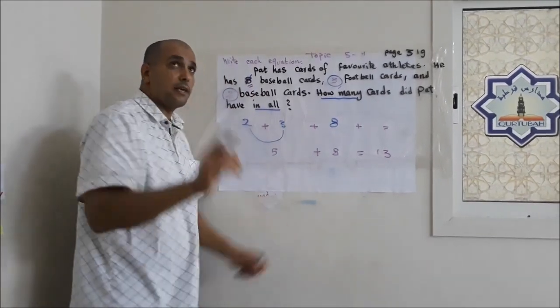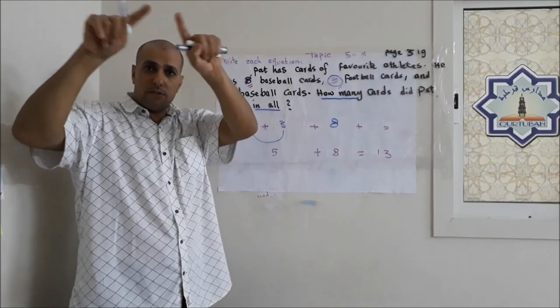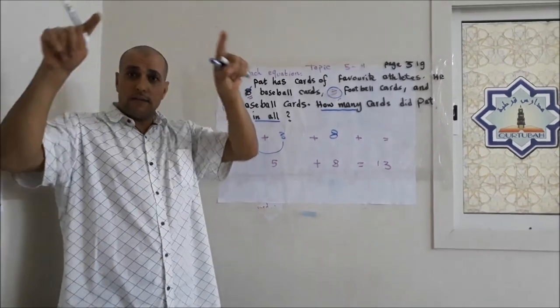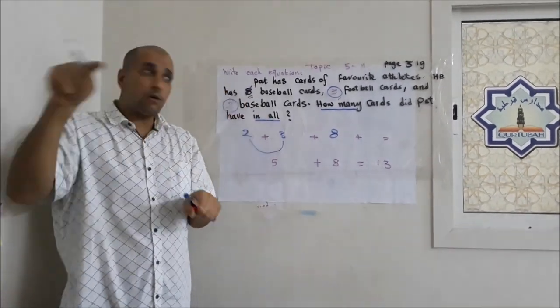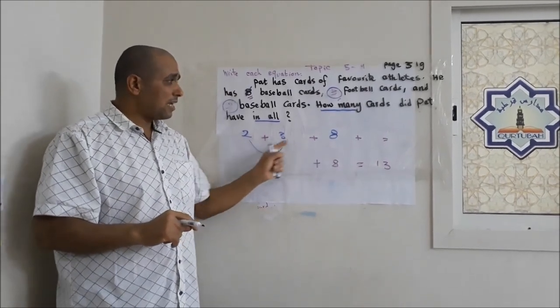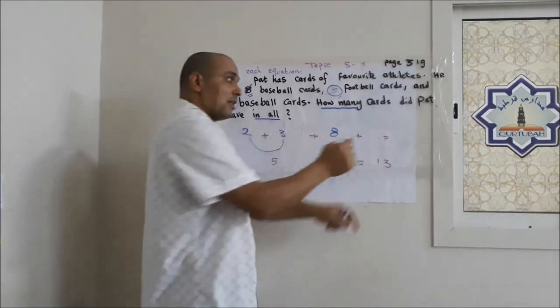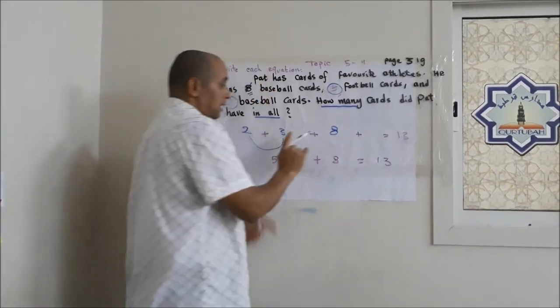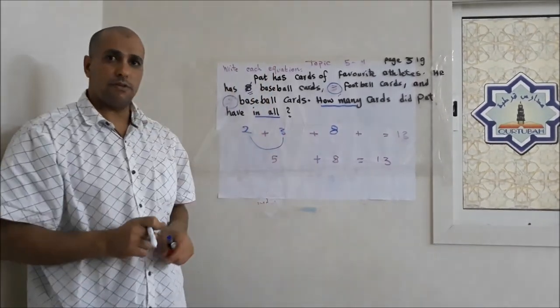You can use any strategy, the make 10 strategy or the number line, in order to get 13. But this at least takes you to the sum very easily, because you put the closer numbers together. Thank you very much.